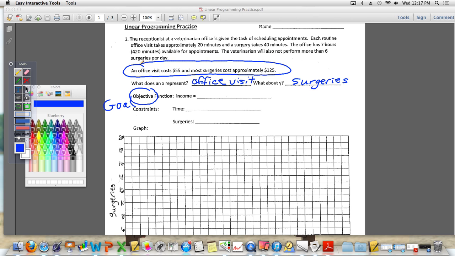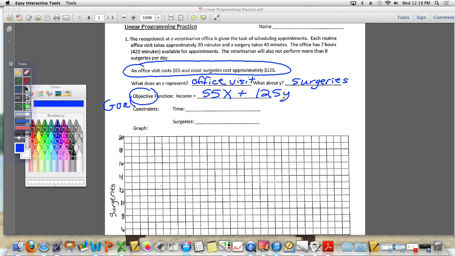So the objective function here is 55, that is a 55, not an S, 55 times x. Why do I have 55x? Because it can be multiple, not just one. That x means I could have one office visit, I could have 2, I could have 10, I could have 25. It depends. Okay, so we have 55x plus, how else are we going to make money? 125y. Yes, 125y off of a surgery, which we know surgeries are y. So we have 55x plus 125y. This is our objective function. This is what's going to help us meet our goal.